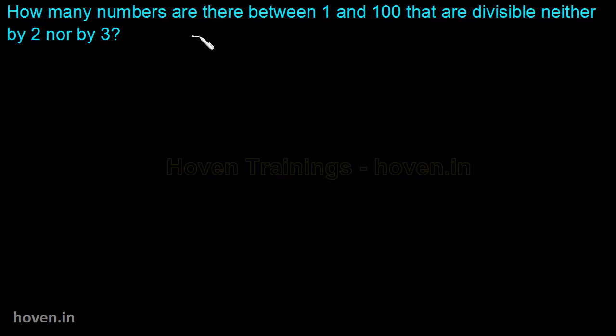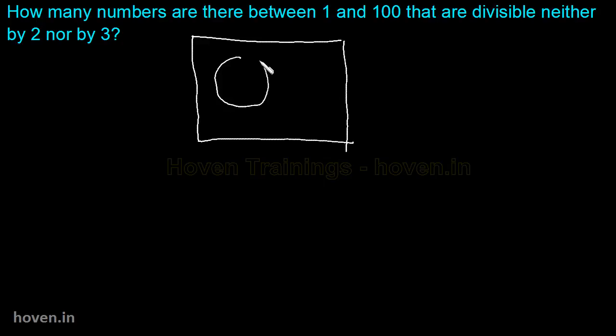Draw it like this. This is one rectangle. Let this circle represent, I'll call it A. This represents all the numbers that are divisible by 2. And B is the set of all numbers that are divisible by 3. Now some numbers will be divisible by 2 also and 3 also, so they can be put in this common region.